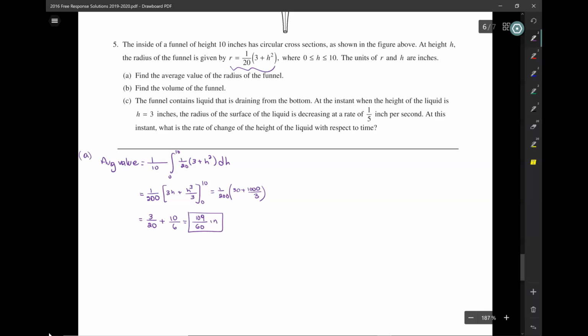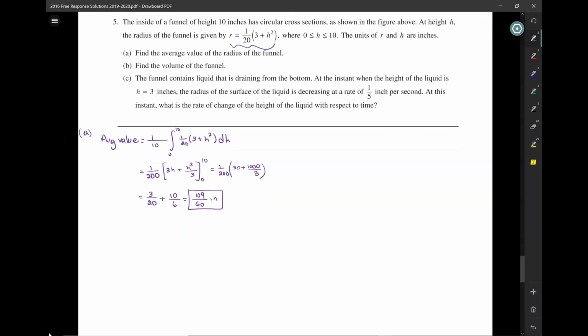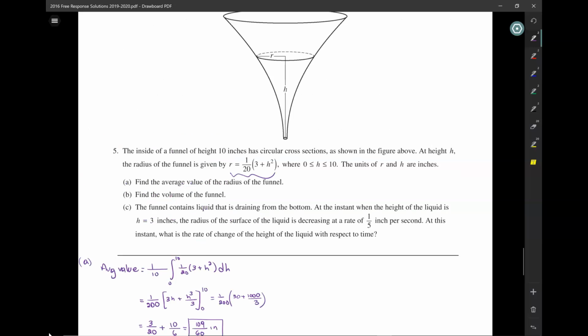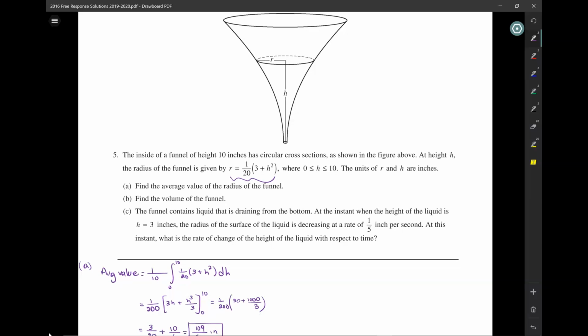Then part B, we want the volume of the funnel, right? And how do we find the volume of the funnel? Well, no, we're not going to revolve it because we don't have the equation. But what we have is the radius. And if you think of each one of these as tiny little discs, if I find the volume of one, and then add it from 0 to 10, if I find the volume of each and every single one of these from 0 to 10 and add them up, that's like an integral, right?